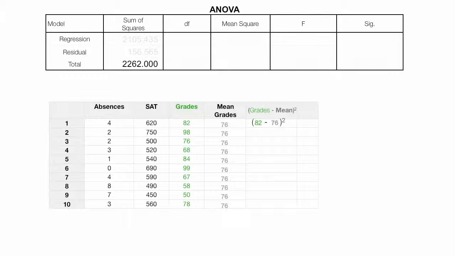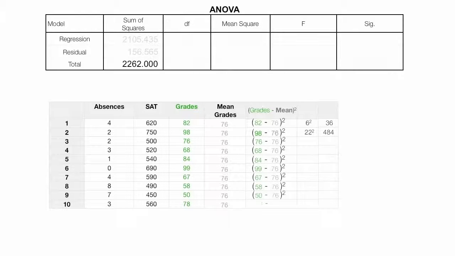Let me show you. So 82 minus 76 is 6. So 6 squared is 36. I'll just do this one more time. So I take 98 minus 76. I square it, which is 22 squared, which is 484. I'm rounding also. And then I'm going to add up all these values. I'm going to sum them all up. And that's going to be my total sum of squares.